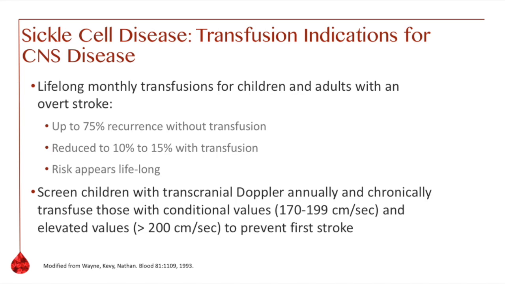Based on the results of the STOP trial, annual screening of children for increased risk using transcranial Doppler is recommended, and all children with repeated values above 200 centimeters per second should be transfused monthly.